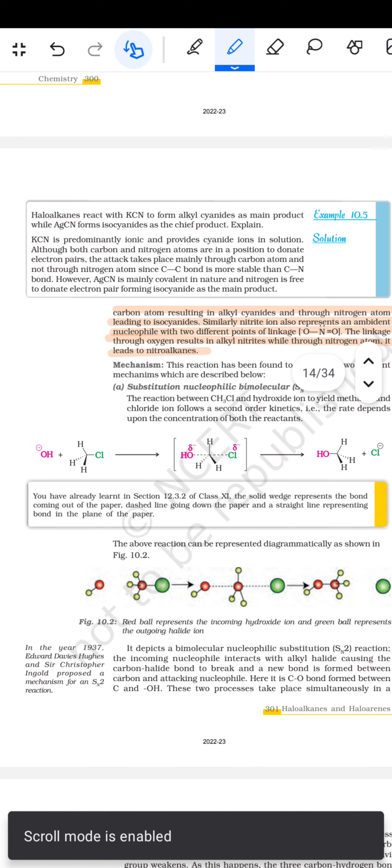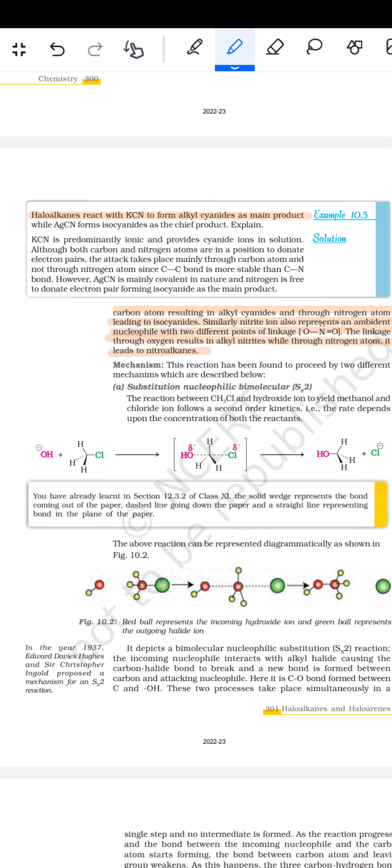For example, 10.5 आता है कि haloalkanes react with KCN to form the alkyl cyanides as main product, while AgCN forms isocyanides as the chief product. Explain. So KCN is predominantly ionic and provides cyanide ions in the solution. Although both carbon and nitrogen atoms are in a position to donate an electron pair, the attack takes place mainly through the carbon atom and not through the nitrogen atom, since the C-C bond is more stable than the C-N bond. However, AgCN is mainly covalent in nature and nitrogen is free to donate the electron pair, forming isocyanide as the main product.